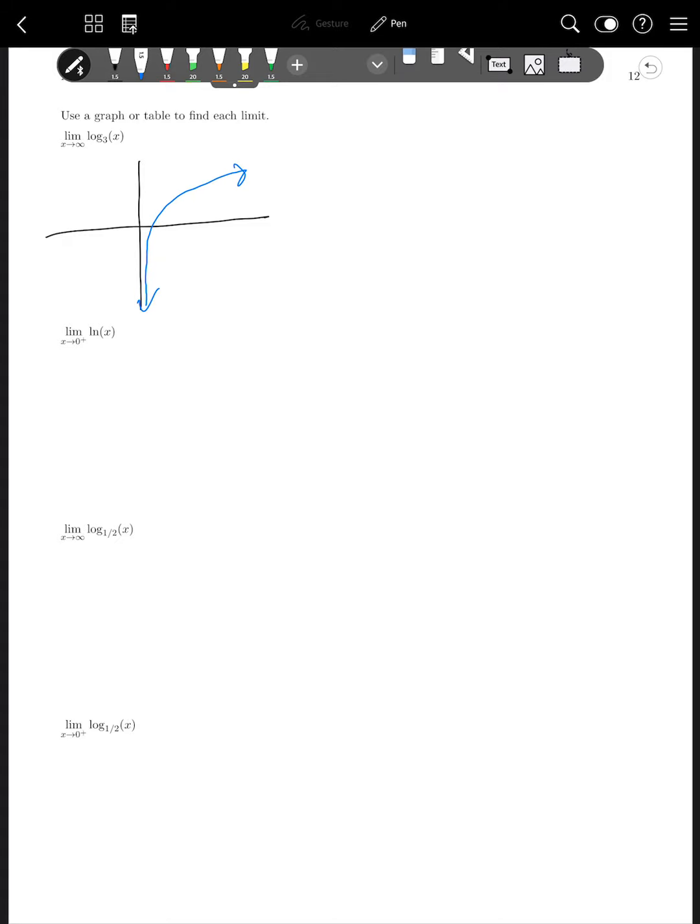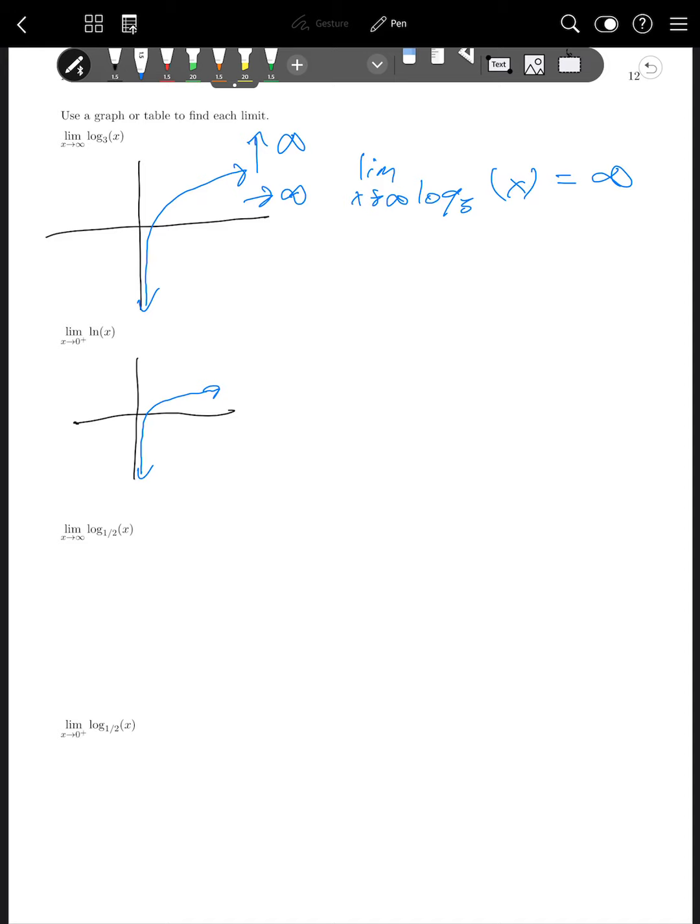Okay. And so as x goes to infinity, what happens to this graph? Well, as x goes to infinity that way, the y's are going up forever. So that's going to be infinity. So the limit as x approaches infinity of log base 3 of x is going to be infinity. The next one is natural log. You can graph it with your calculator if you want, but I'm just going to skip going over to that app and just show you that it looks very similar to the one before it.